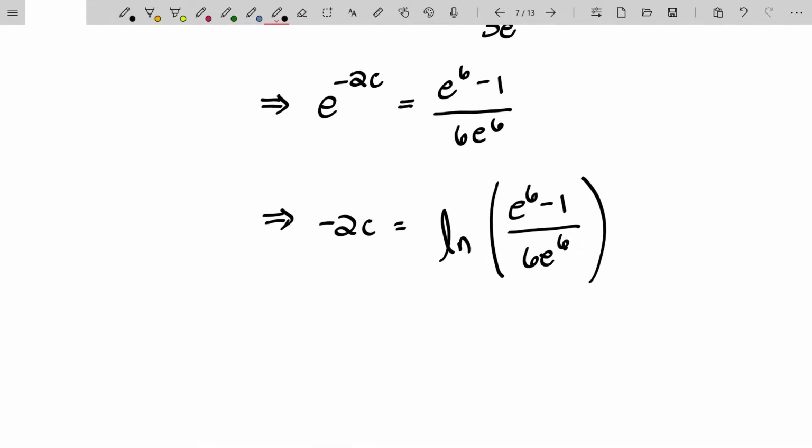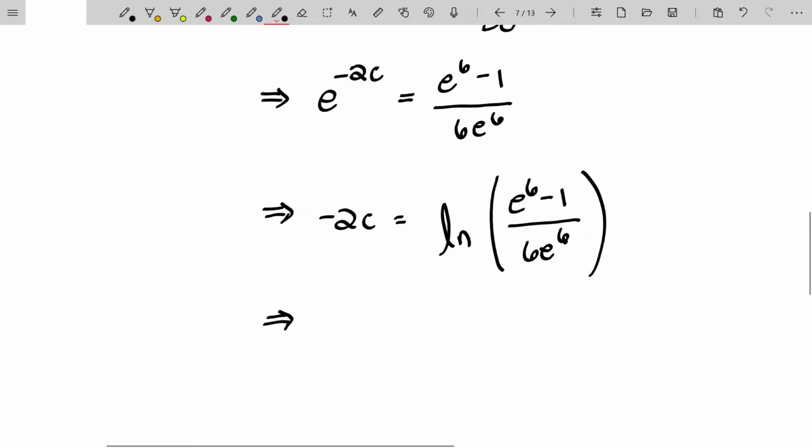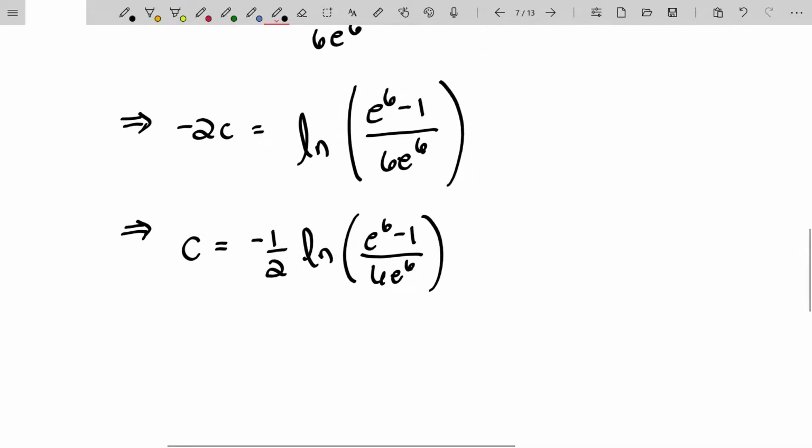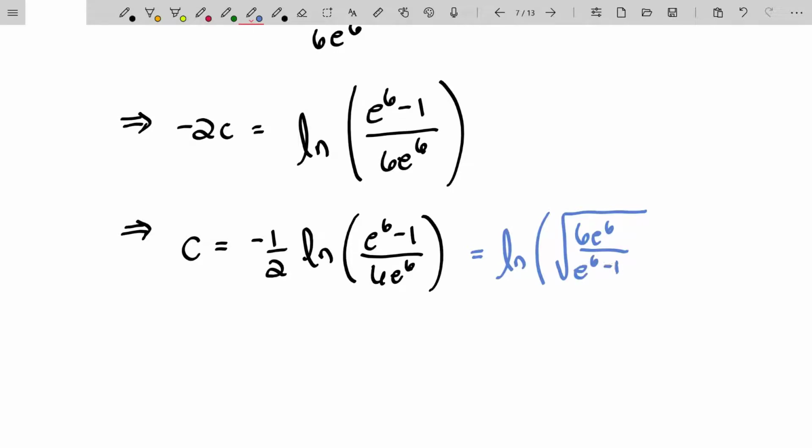And then divide both sides by -2, and you'll get that c is equal to -1/2 natural log of e to the 6th minus 1 over 6e to the 6th. And I suppose you could technically move that -1/2 into the exponent and take a reciprocal. So this is technically equivalent to, though you could stop right there, the natural log of the square root of 6e to the 6th over e to the 6th minus 1. But most people probably wouldn't do that last step.